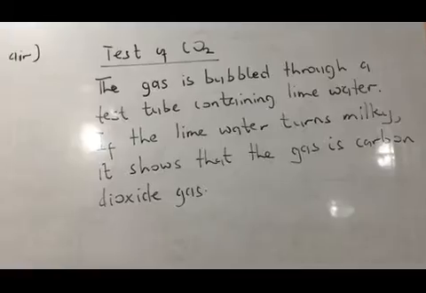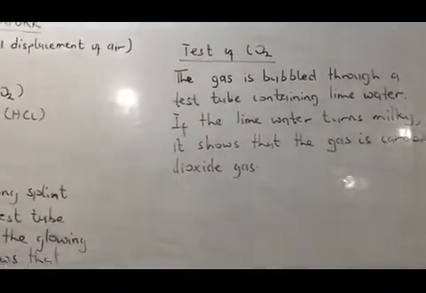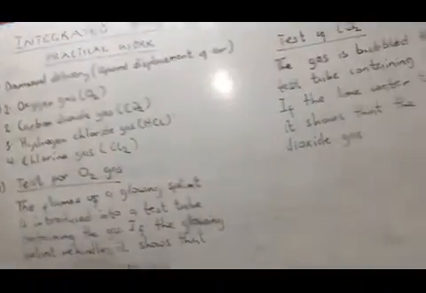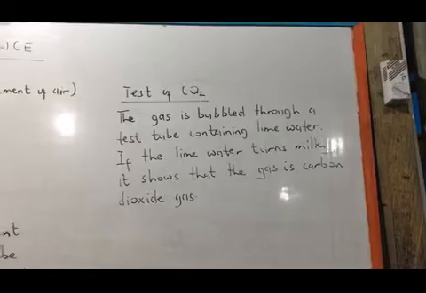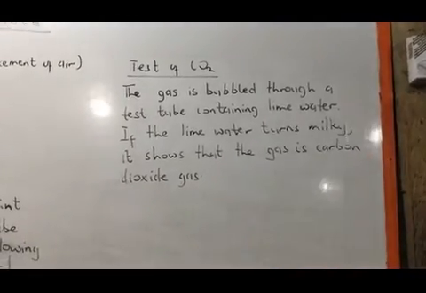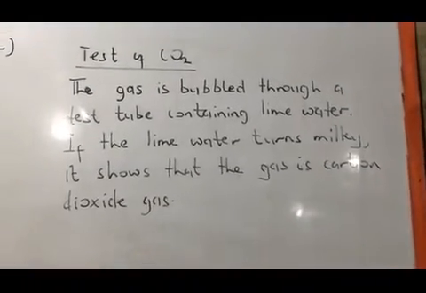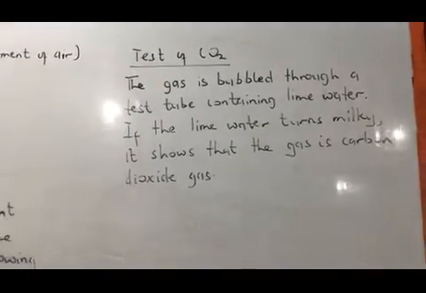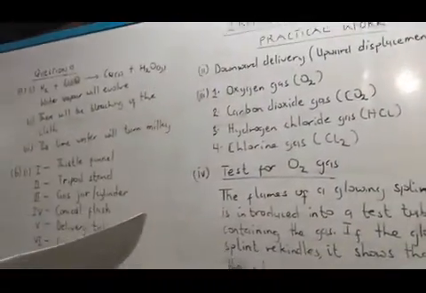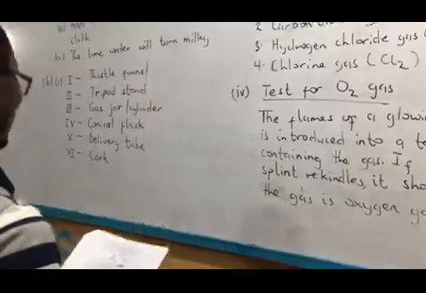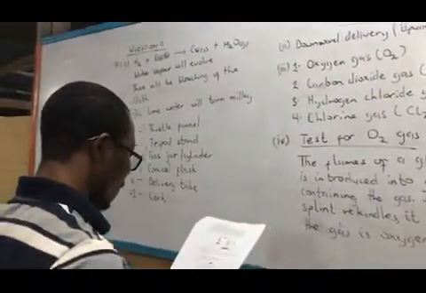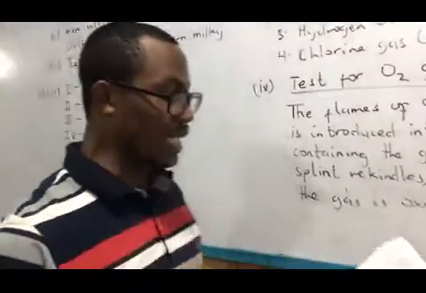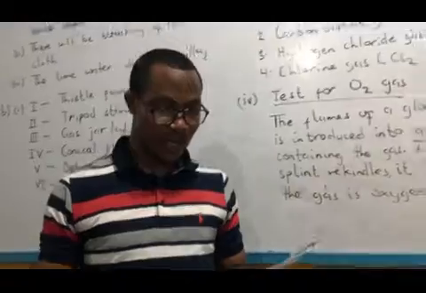Okay, so in testing for carbon dioxide, you bubble the gas through a test tube containing lime water. And then when the lime water turns milky, it shows that the gas is carbon dioxide. Okay, so that is the test for the first two gases. So that is for question 9. That is all for question 9.